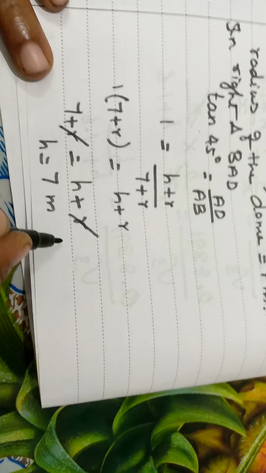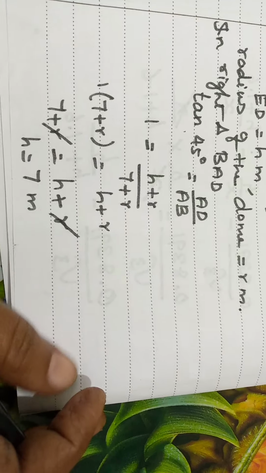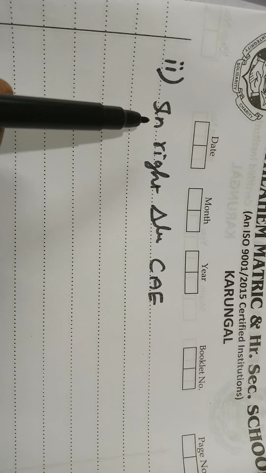Understood, students? Next, right triangle we can take. For the second subdivision we can use the right triangle CAE. CAE. Here tan ratio can be used. See this diagram.